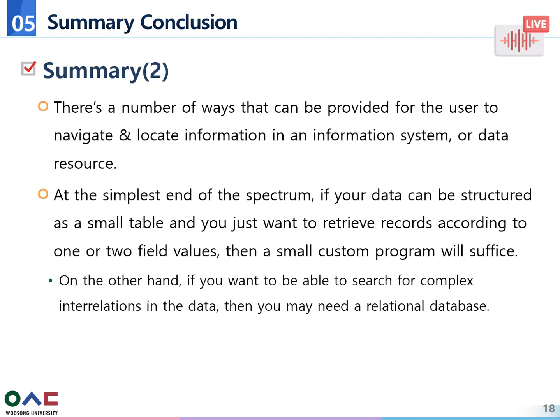Summary 2. There's a number of ways that can be provided for the user to navigate and locate information in an information system, or data resource. At the simplest end of the spectrum, if your data can be structured as a small table and you just want to retrieve records according to one or two field values, then a small custom program will suffice. On the other hand, if you want to be able to search for complex interrelations in the data, then you may need a relational database.